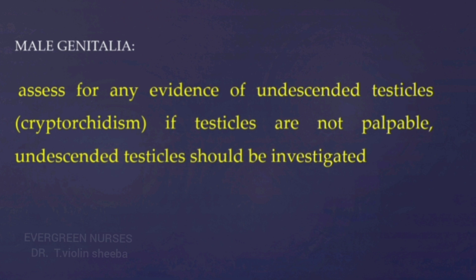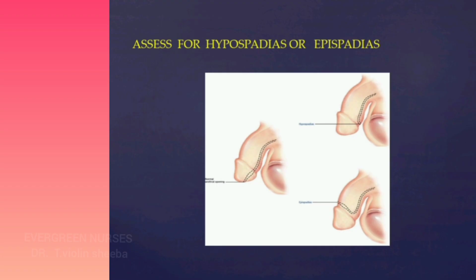Then in male genitalia, we have to assess for any evidence of undescended testes. It can be assessed by palpating the scrotum. Then you have to check for urethral opening because in some babies there will be an abnormal opening present. There are mainly 2 abnormal openings, that is hypospadias and epispadias. In hypospadias the urethral opening is in the lower aspect of the penis, whereas in epispadias the urethral opening is in the upper part of the penis.